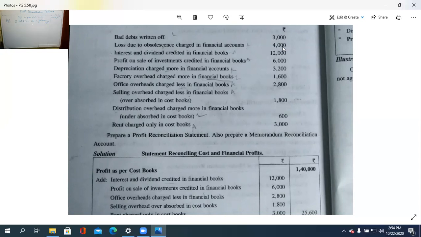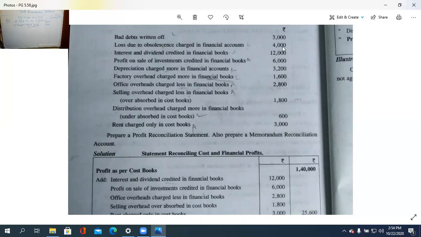So what is that? Sale of investment. So what we are getting? Receiving an income, isn't it? So profit on sale of investment, number 2, profit on sale of investment credited in financial books. How much is it? 6,000.